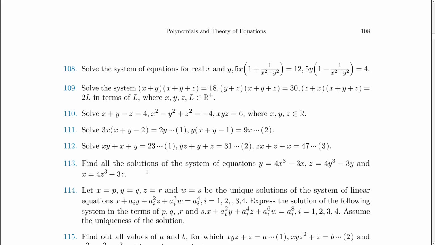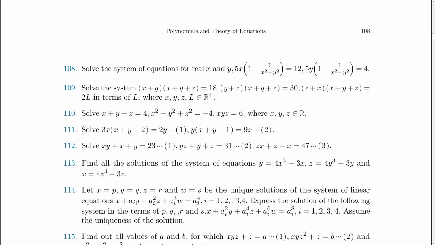Now we move on to question 114. What question 114 says is: let x is equal to p, y is equal to q, z is equal to r, and w is equal to s, be the unique solution of the system of linear equations x plus ai y plus ai square z plus ai cube w is equal to ai to the power 4, where i is 1, 2, 3, 4. There was an extra comma. So two typing mistakes. Okay.